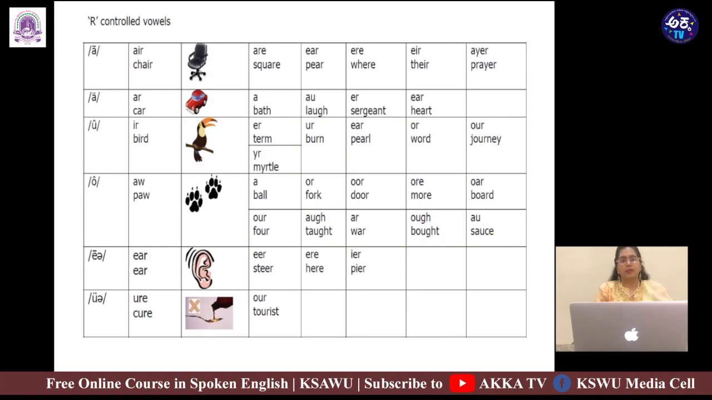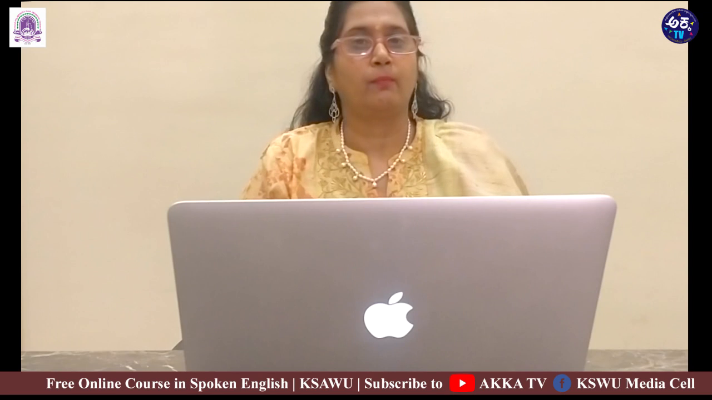There are many words where the alphabet R is silent. For example, air, chair, square, pear. The pronunciation of R in these words is very controlled. And here is again a very major mistake that all of us have to remember. We don't have to stress on the R. It is not a stressed alphabet. We just have to say it silently. Car, bird. Let's look at the words paw, ear, cure, tourist, pearl, war, bought, board, prayer. The R shouldn't be stressed at all.